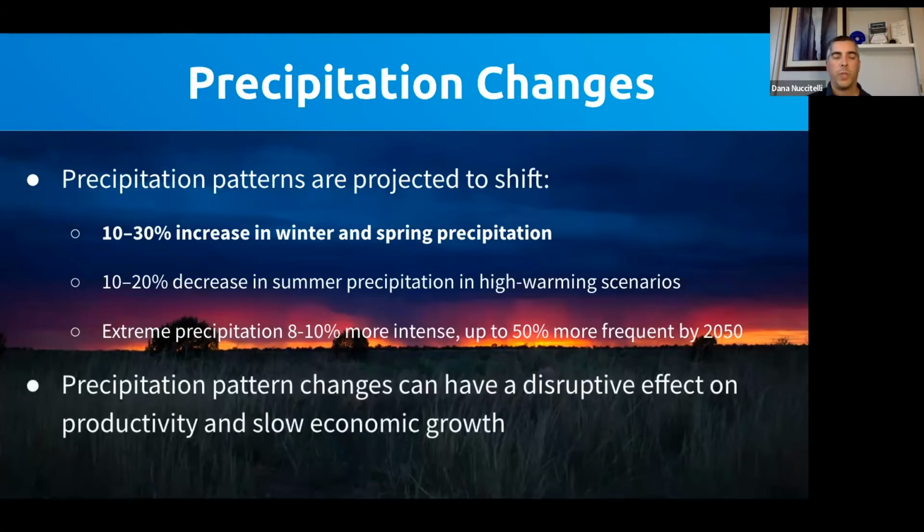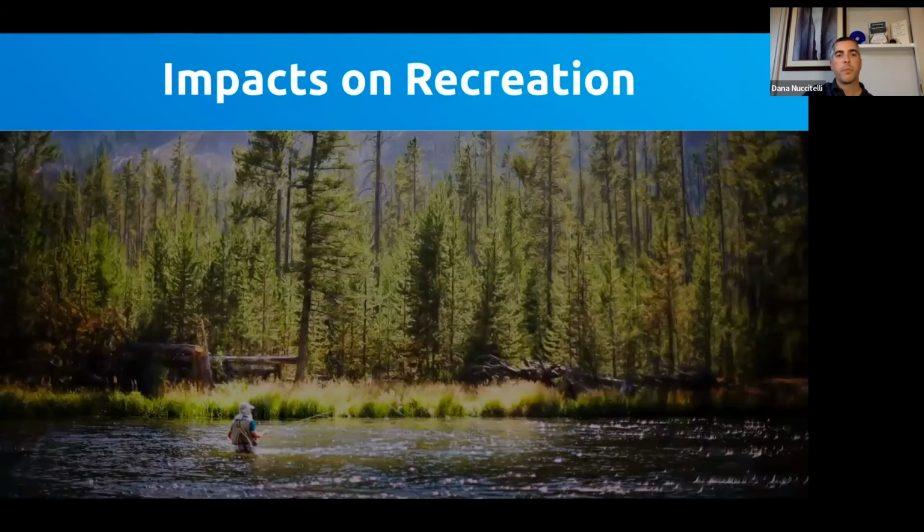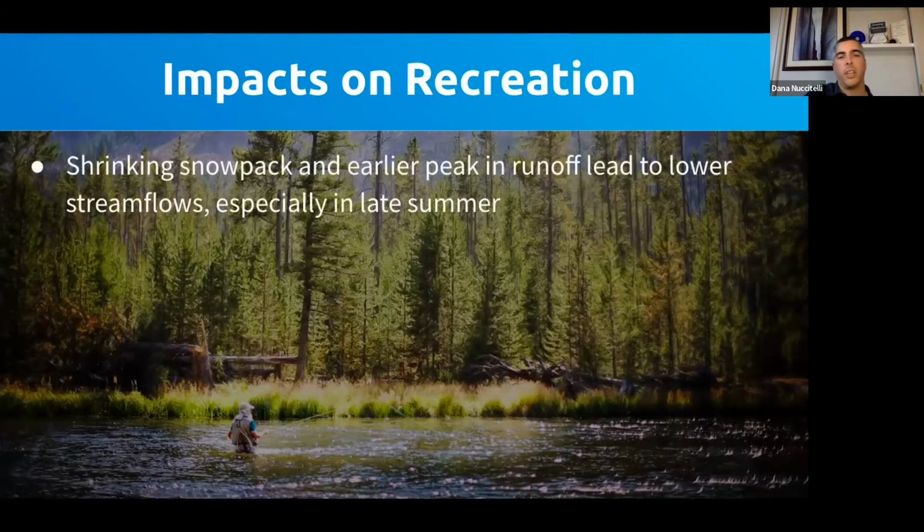And there was some recent research showing that changes in precipitation patterns can have a really disruptive effect on the economy in a variety of different ways, both with flooding and just with an increased number of wet days and things like that. That can really have bad impacts on economic growth. And there's a lot of outdoor recreation in these northern Great Plains states, a lot of fishing and hunting and camping and things like that.